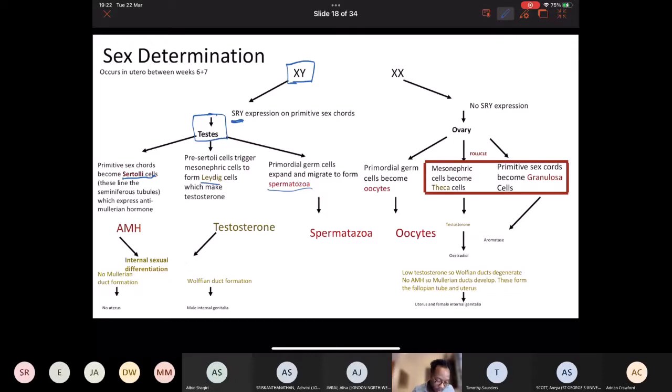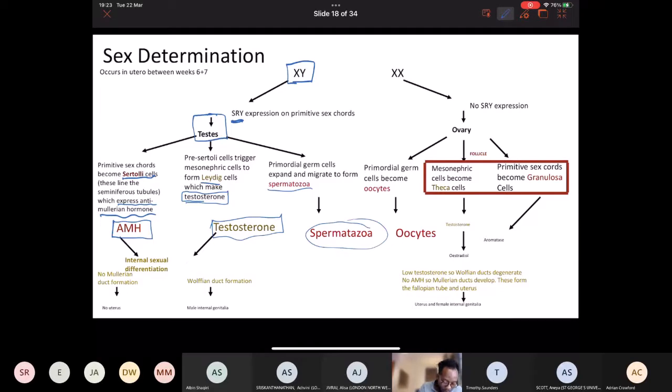Okay? Now, the Leydig cells make testosterone, and we discussed this in the previous question. And that is quite important when put together with Sertoli cells, which express anti-Müllerian hormone, okay? So we've got 2 key things here, the anti-Müllerian hormone, or the AMH, and testosterone, okay? 2 key things which are important in this sex determination. And of course, we've got spermatozoa.